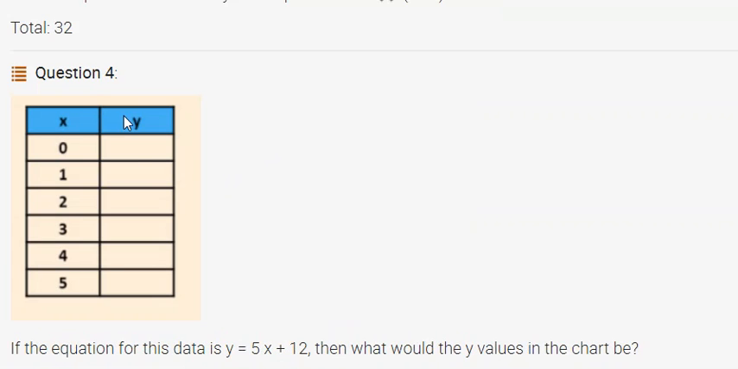Most of you did really well on this question. You're basically just plugging these values for x into the equation and finding out the value for y.